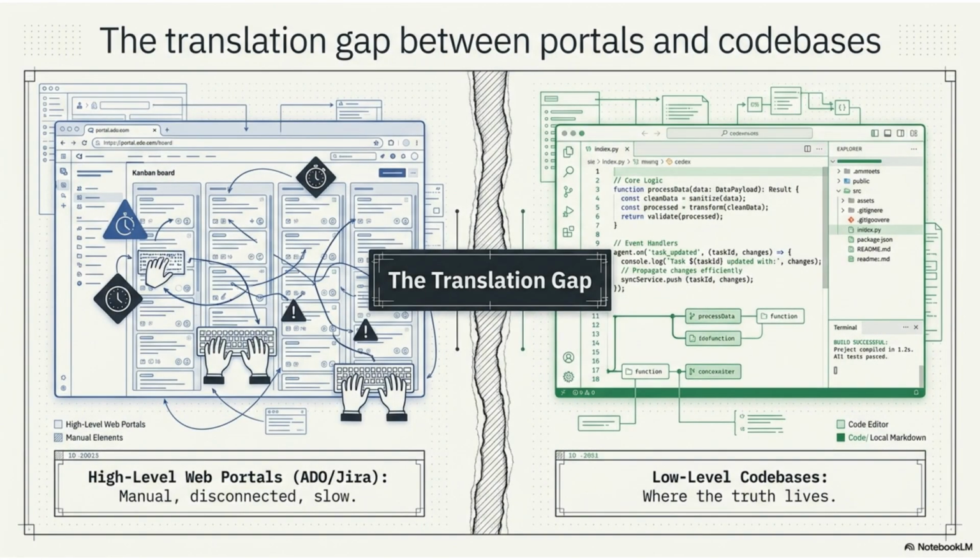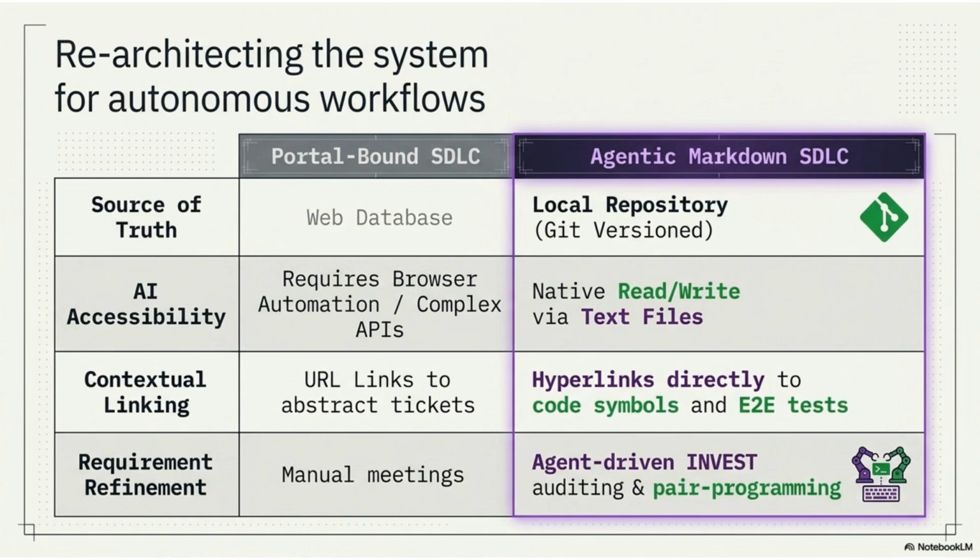There is a significant translation gap between high-level web portals like Azure DevOps or Jira, which are often manual and disconnected, and the low-level code bases where the actual work happens. To bridge this gap, we're re-architecting the system. By using an Agentic Markdown SDLC, the local Git repository becomes the source of truth, enabling native AI accessibility, contextual linking, and automated requirement refinement.